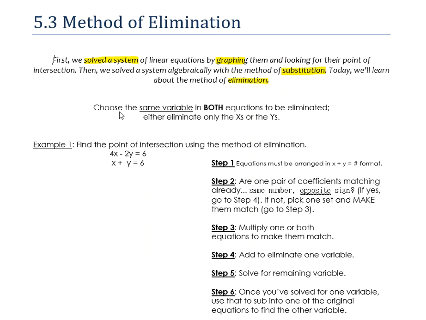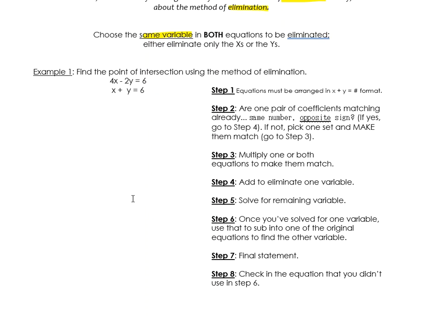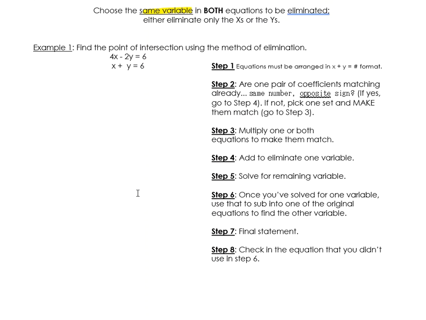So what needs to be done in a nutshell is you choose the same variable in both equations to be eliminated. Either eliminate only the x's or the y's. Now it's a little more complicated than the method of substitution. There's a few more steps, but there are definitely times where it's preferable to use other than substitution. But they all get you the same end goal, which is the point of intersection.